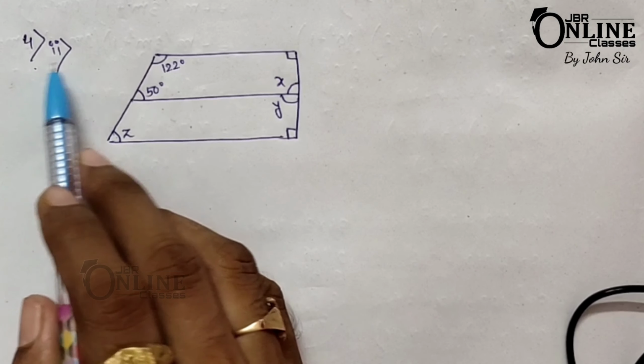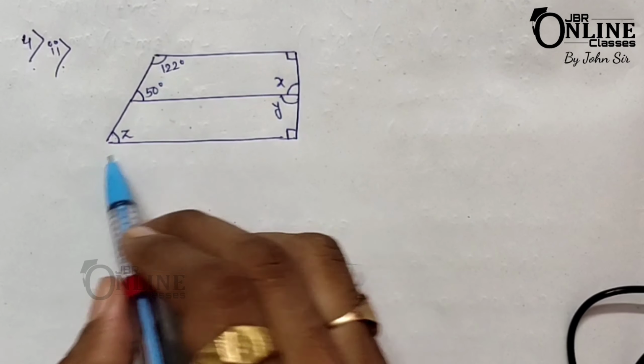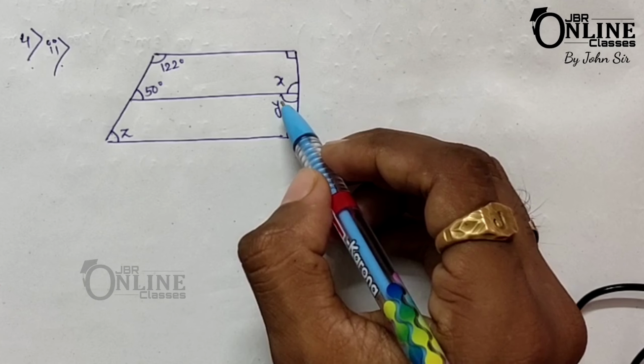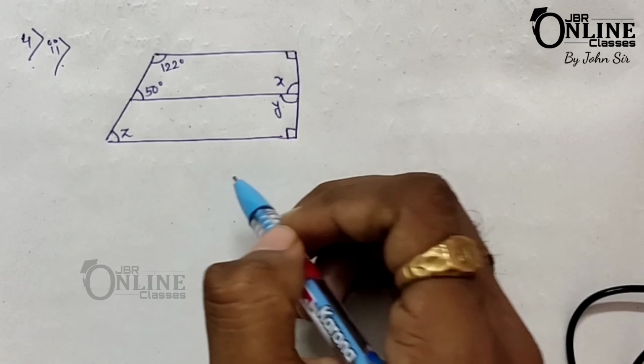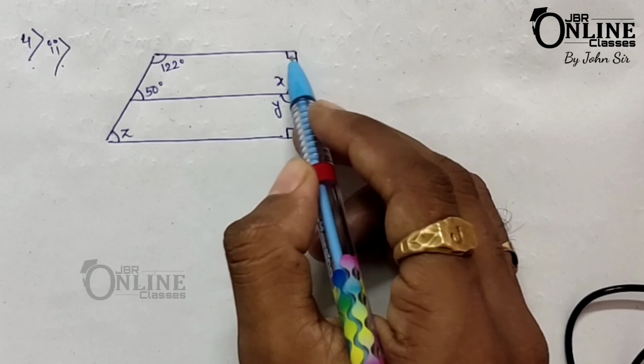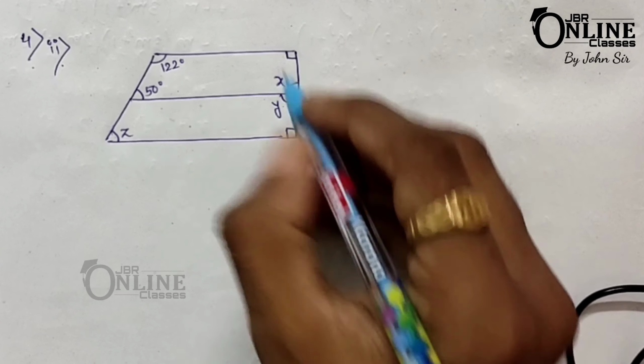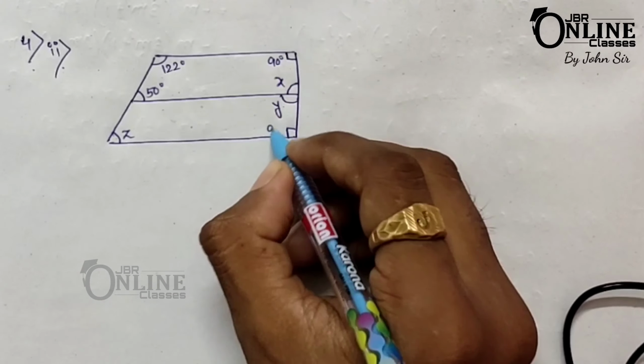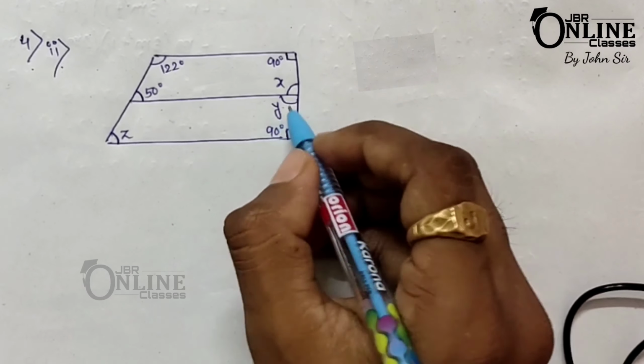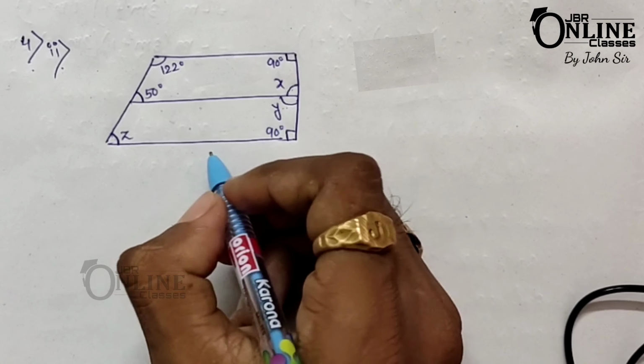Now sum number 4.2. This is the given figure. In this figure you have to find the values of x, y and z. In this figure, the upper part is a quadrilateral and the lower part is also a quadrilateral. Now this sign means 90 degrees, so this one is 90 degrees, this one also 90 degrees. Now we have to find the values of x and y.